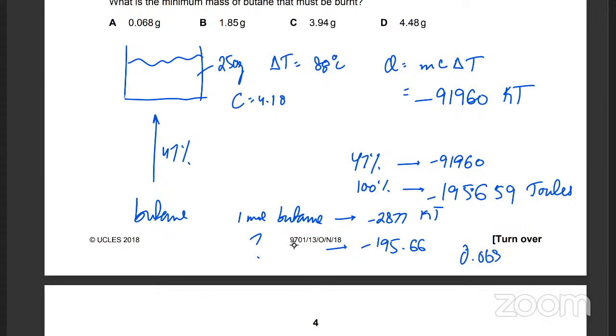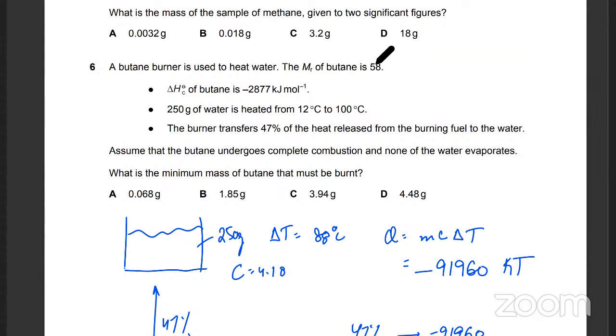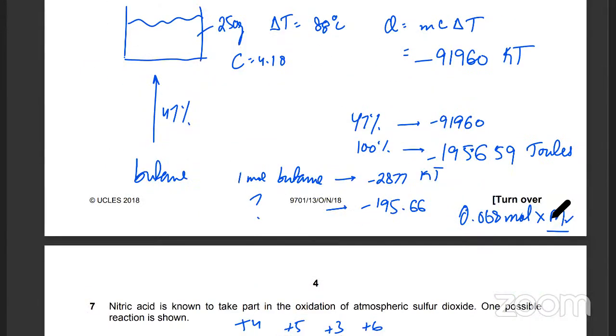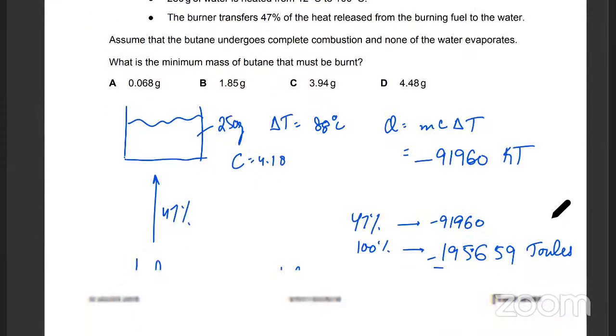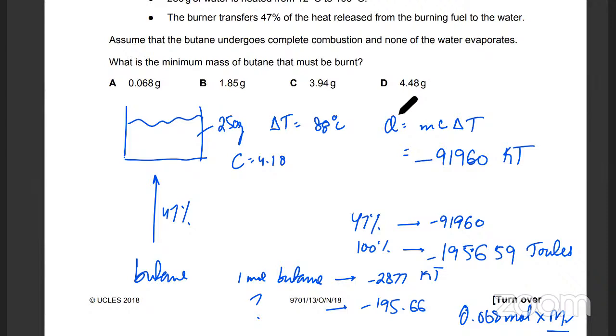0.068. And that's moles of butane, right? You have to multiply it by the MR of butane, because you have to give the answer in grams. So the MR of butane is what? C4H10. 58.1 is the MR. They did give us the MR. So multiply it by the MR and we get 3.94. Okay, so C is the answer.